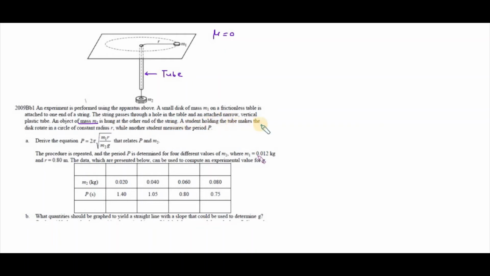Now a student holding the tube makes the disc rotate in a circular motion of constant radius r, while another student measures the period P. So let's figure out what forces are exerted.